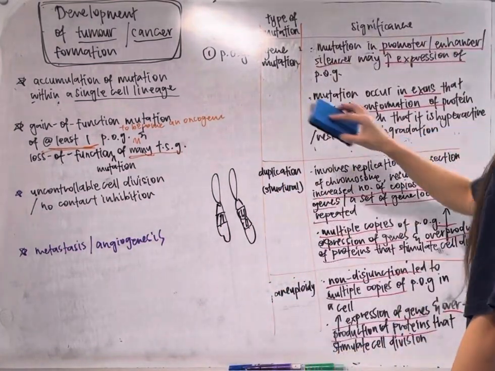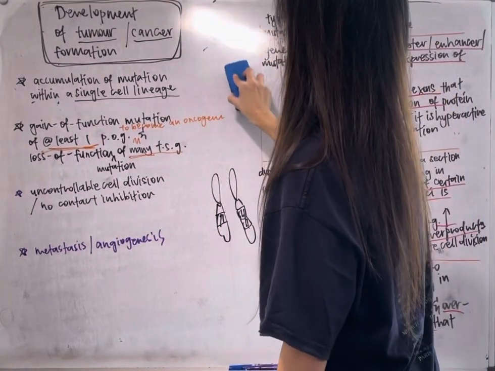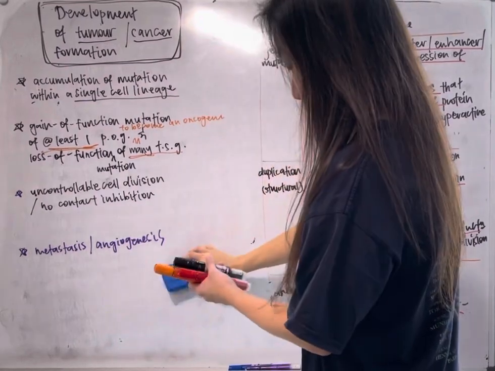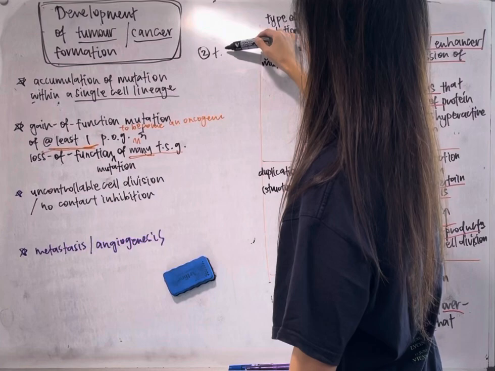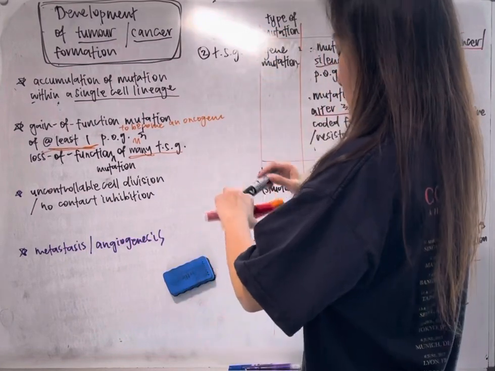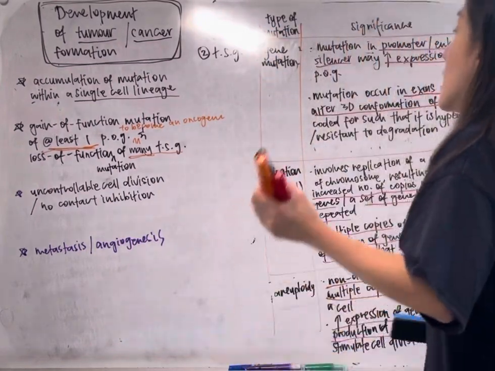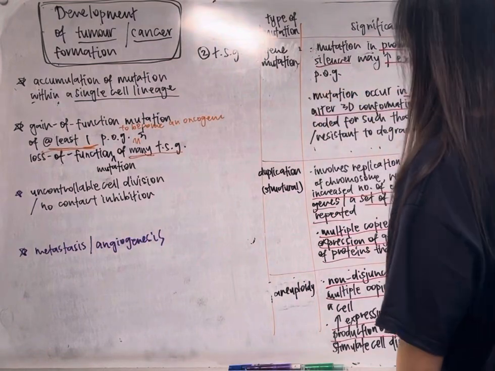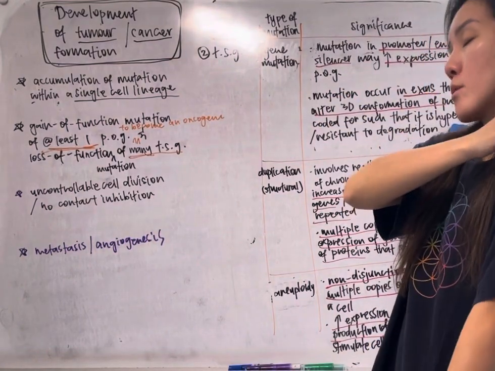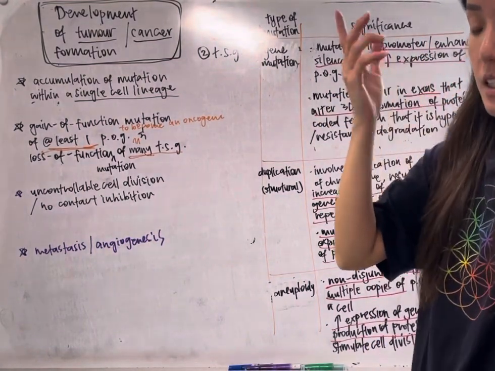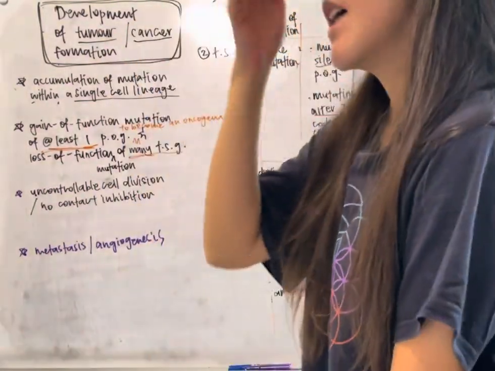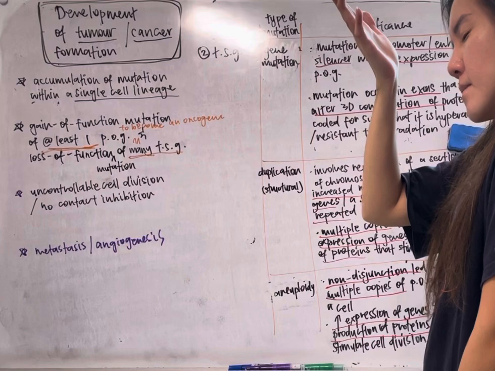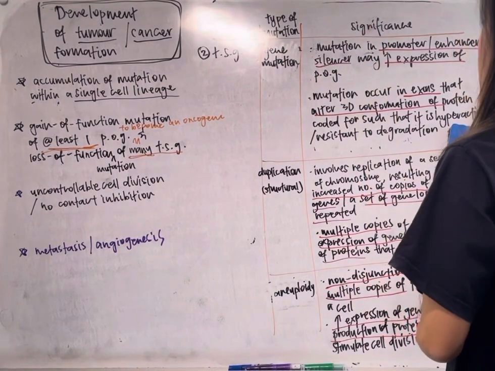Clear? Next one, tumor suppressor genes. Let's learn some mutations that can occur. Tumor suppressor genes are those that encode proteins that either promote apoptosis, or promote DNA repair, or even the arrest of the cell cycle, right?